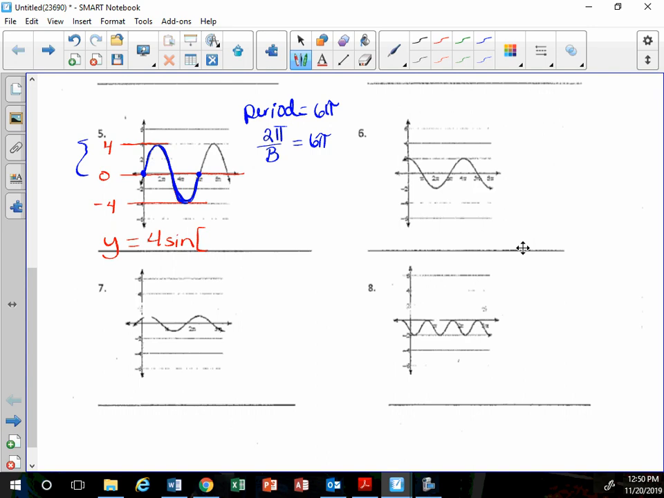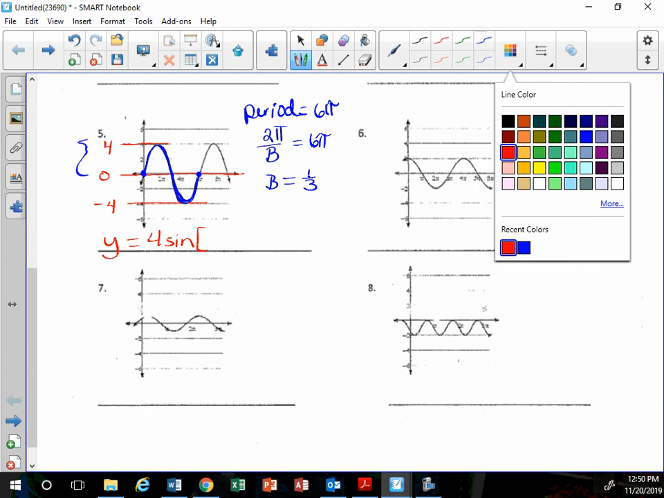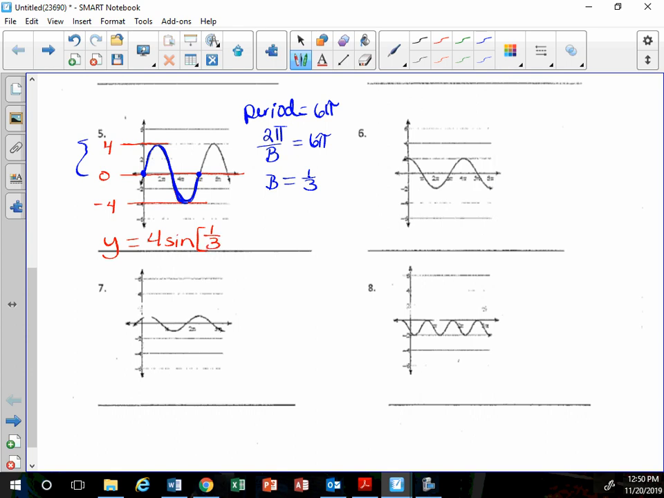All right, did you guys solve for B? What'd you get? 1/3, excellent. So in my equation, I know I have to have a 1/3. Now, if I'm seeing it as sine, is there a phase shift? No, because it starts right at the midline on the y-axis. What about vertical shift? Remember, the vertical shift is the midline. Wherever the midline is, that is your vertical shift. It's a 0, right? So there's no vertical shift.